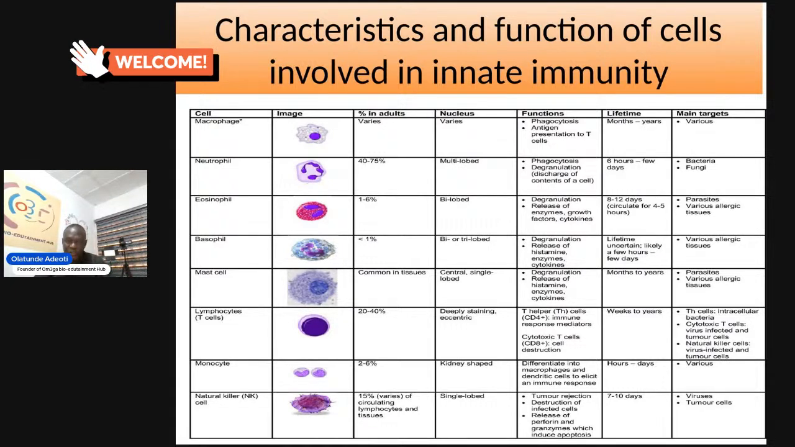So it functions in differentiation into macrophages as well as dendritic cells in order to be able to elicit an immune response. And the lifespan or the duration is just a few hours to several days, and the main targets are various. So the last but not the least is the natural killer cells, which is NKC.